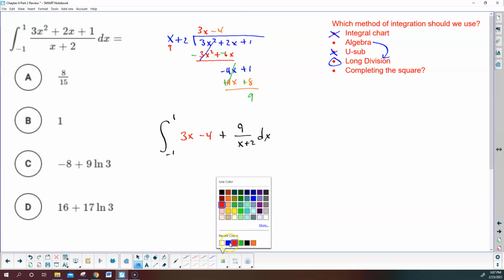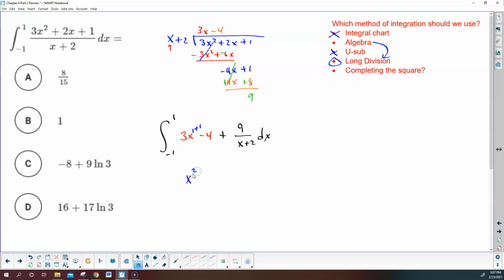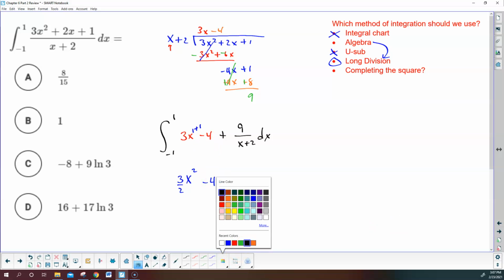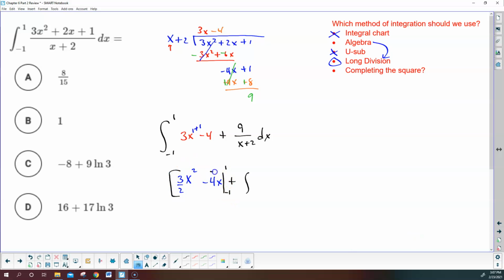So I'm going to take the antiderivative of each piece. This x is already to the first power, so if I add 1 to it, I'll get an x squared. Now the 3 is there, but I have to then divide by 2. The antiderivative of negative 4 is negative 4x. And if you can't do this one in your head, then maybe you want to split this one off and do it separately. Now I have to be careful because I evaluated these two already, so they have to have the bounds from 1 to negative 1.